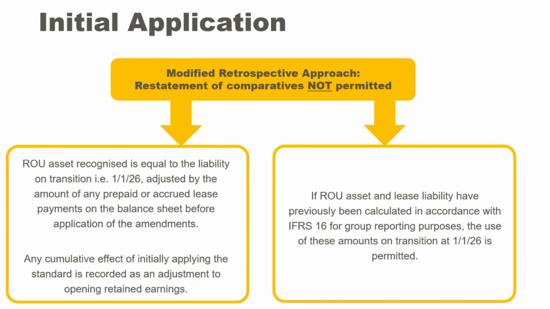Now, there is a practical option for where you, for group reporting purposes, already produce numbers to report under IFRS 16 for group reporting. There is a practical option to use those calculations as a starting point on your transition to the new lease accounting model at the date of initial application. So that's a very high level overview of leases. I'm now going to hand over to Mita to provide a little bit more detail on this.